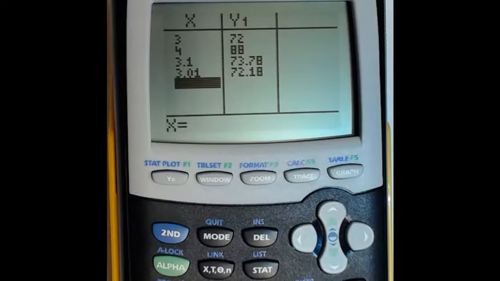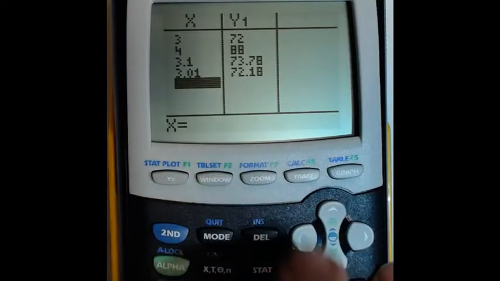So 3, 72 will be the main point we use, and then we're going to use these 3 other points to calculate the slope 3 different times. Let's see, how should I write this? So for this one it's going to be 4, 88. This one will be 3.1, comma.